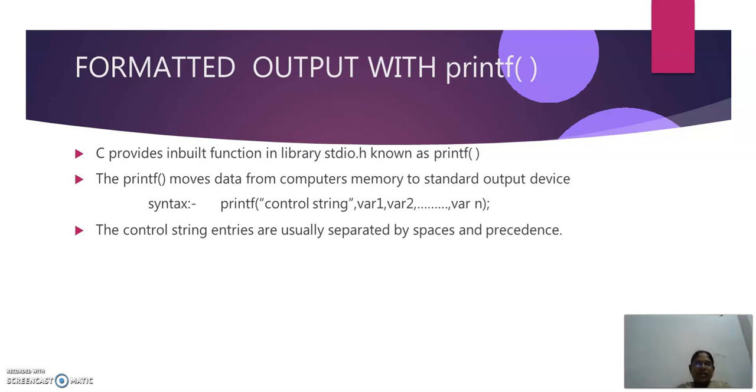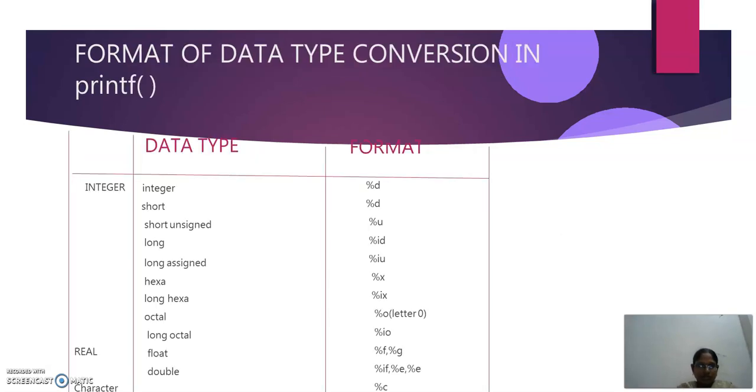Previously we have seen scanf, where there is the control string, comma, ampersand, which means every variable should be prefixed with the address. That means we are storing the address in the argument list. Here, in printf, simple variable names are used, with no ampersand prefix. The control string entries are usually separated by spaces and precedences. That means you can have the width also. See here the same format specifiers which we have discussed previously.